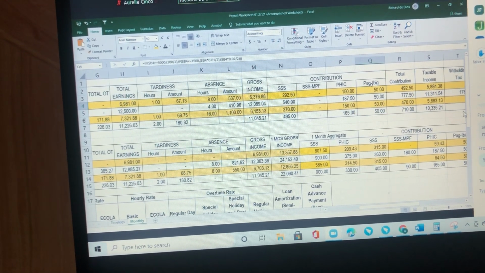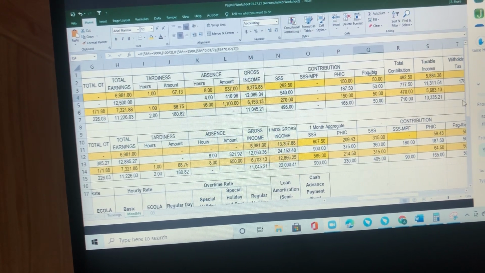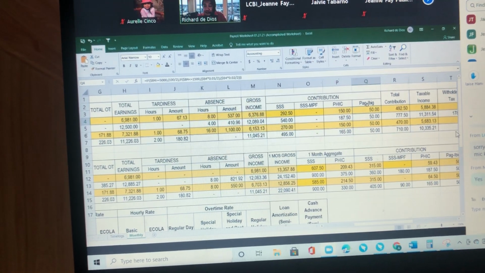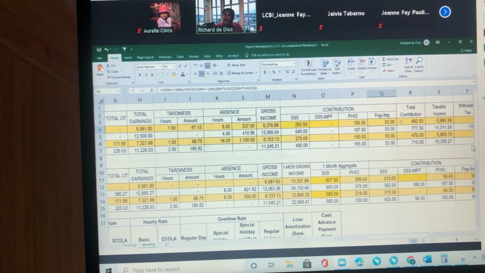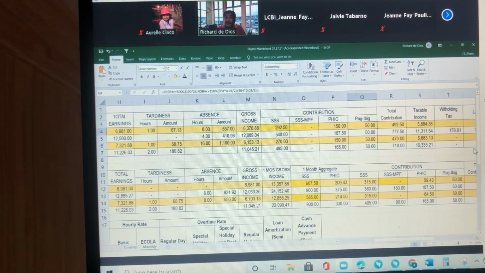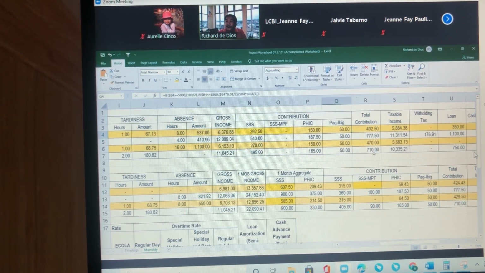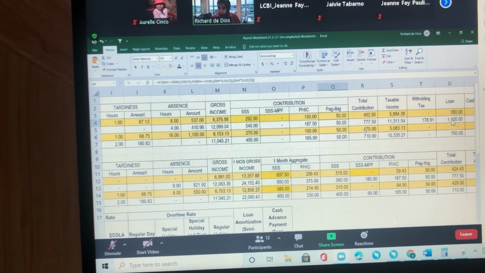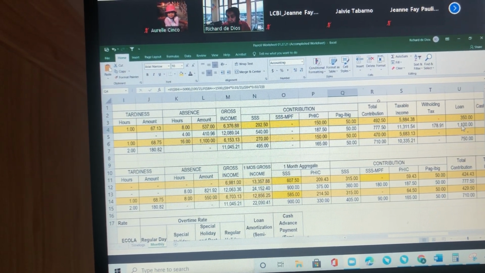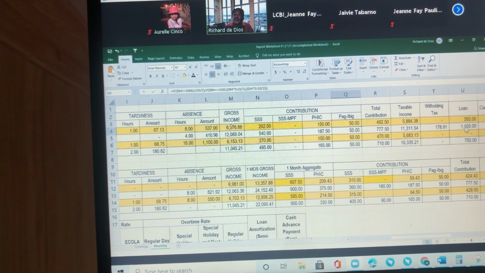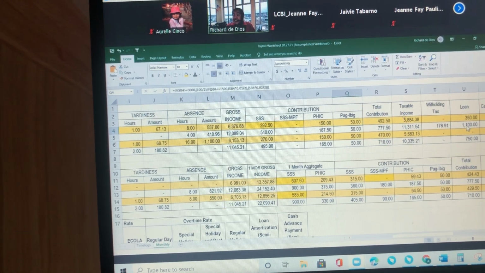But in this case, madali lang, kasi maximum is 100, right? So, pwede mong hatiin into 2. 50 ngayon, 50 next payroll. Okay? So, what you do afterward is simply isa-isahin mo lang yung apat na yan. SSS plus SSS MPF plus PhilHealth plus Pag-ibig equals total contribution. And I said earlier, your mandatory contribution is tax deductible. So in this case, gross income less total contribution equals taxable income.